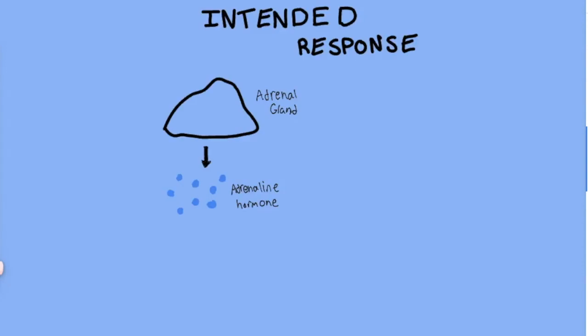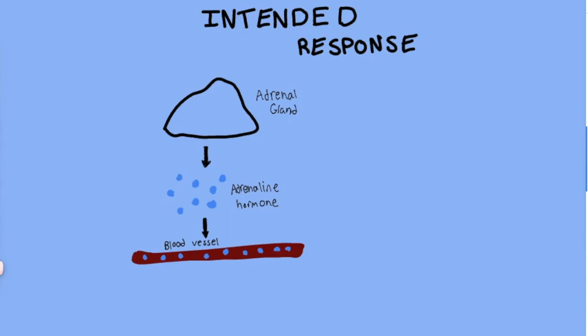So, what is the intended response of the cell signal? So, the primary intended response of the adrenaline signaling pathway is to prepare the body to respond quickly and effectively to a perceived threat. This response is called the fight or flight response. Adrenal glands in the body produce the adrenaline hormone and send it into the bloodstream to produce this response.